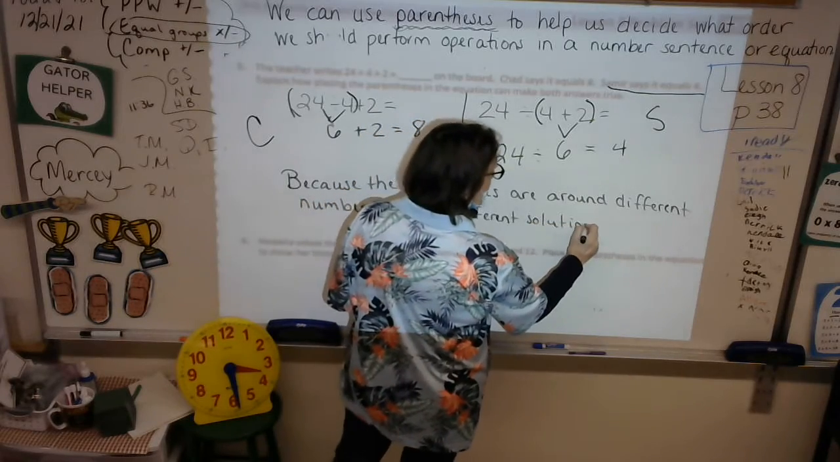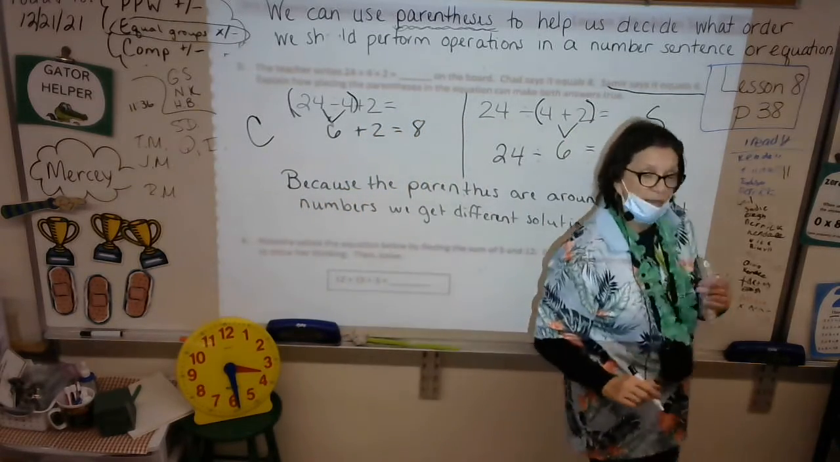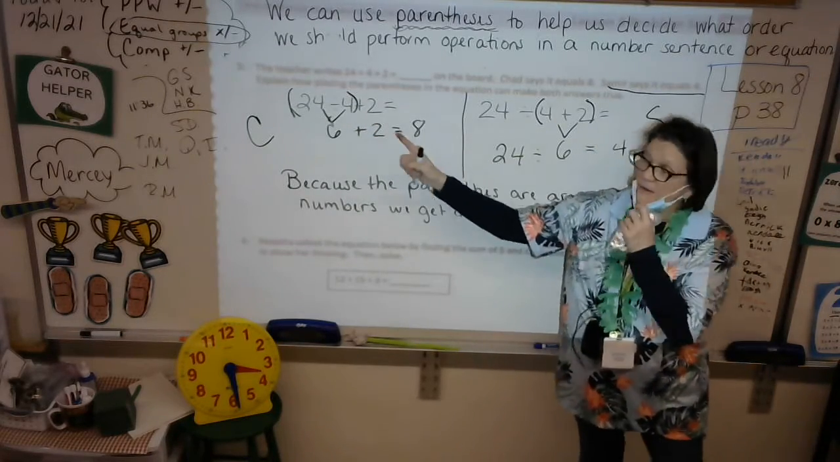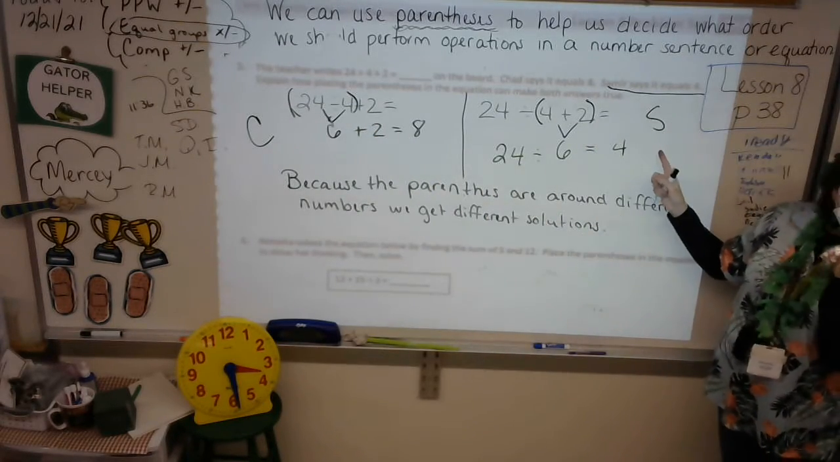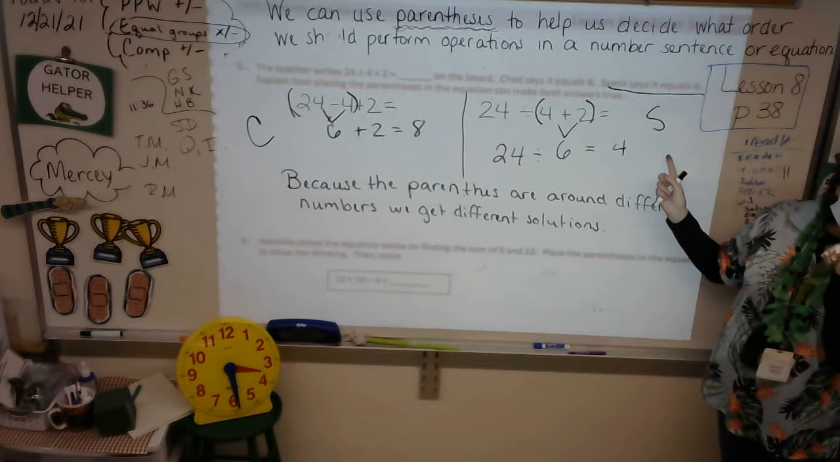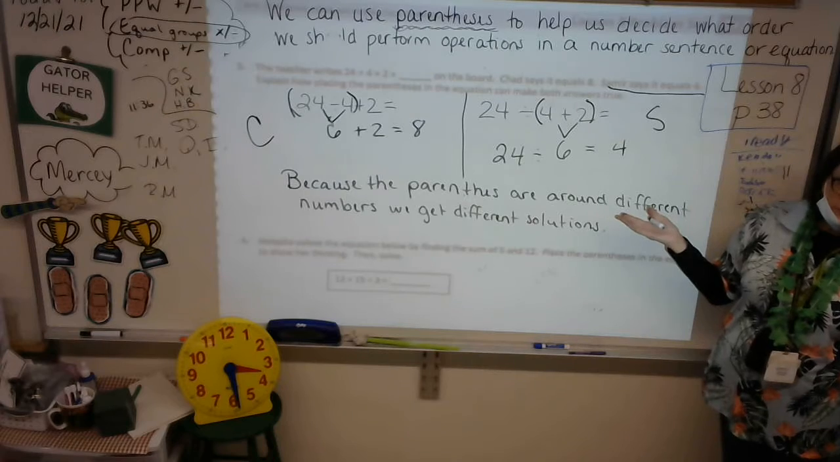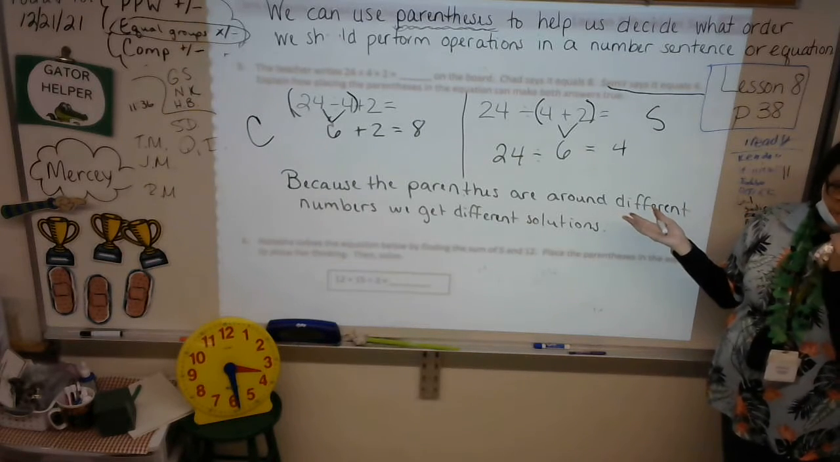Now let me ask you this. If their teacher said, put your parentheses around 24 divided by 4, would Chad or would Samir have been right? No, he wouldn't. But if their teacher didn't specify, they could choose either way, and they both could make an argument that their answer is correct. Do we all agree?